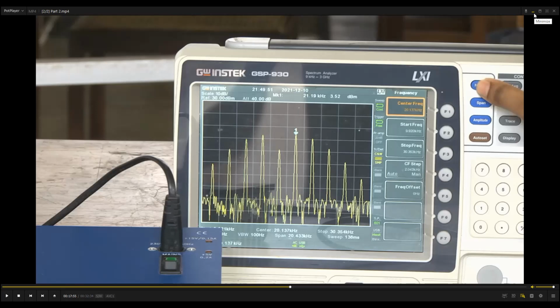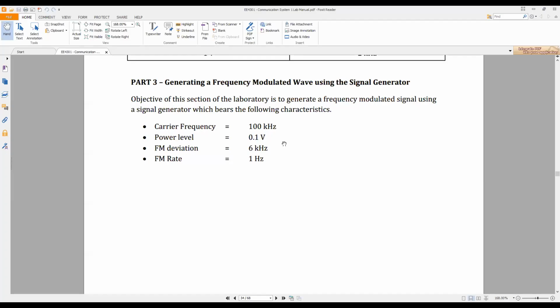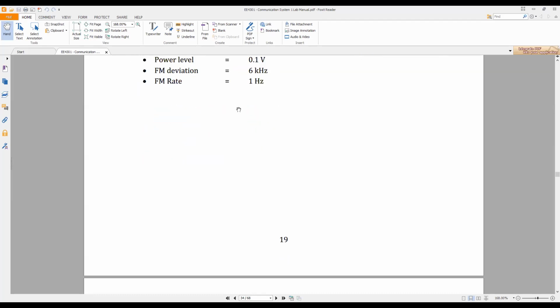Okay, in part 3 of the practical, the objective of this section of the laboratory is to generate a frequency modulated signal using a signal generator which bears the following characteristics. They have given the carrier frequency, power level, FM frequency deviation, and FM rate values. So we have to give these values.